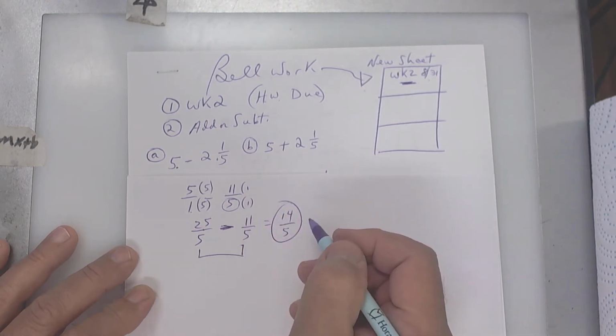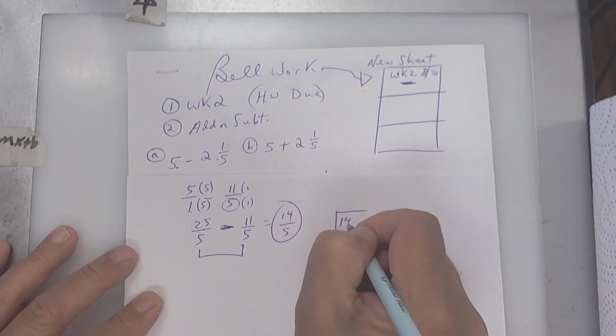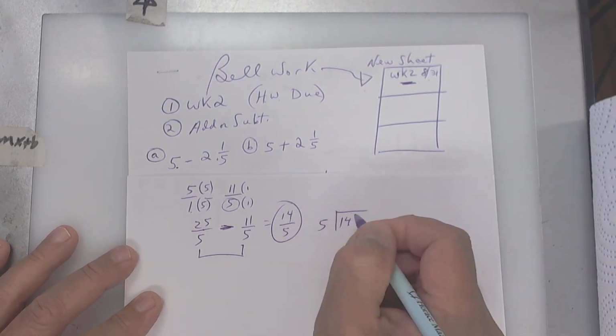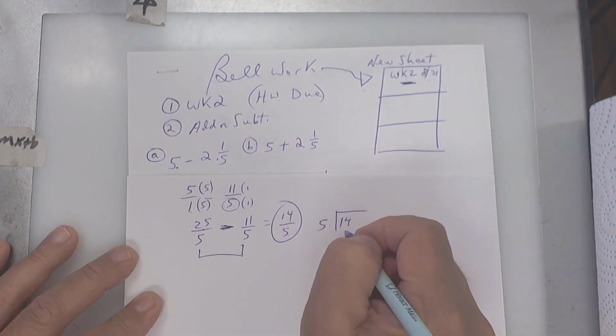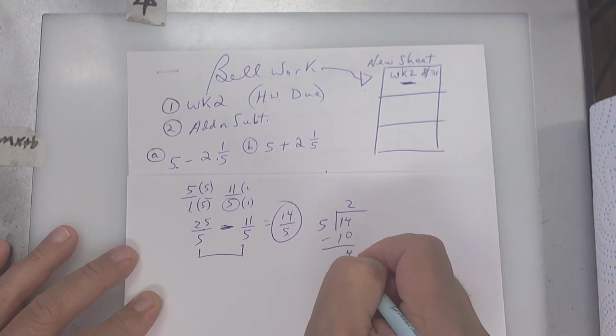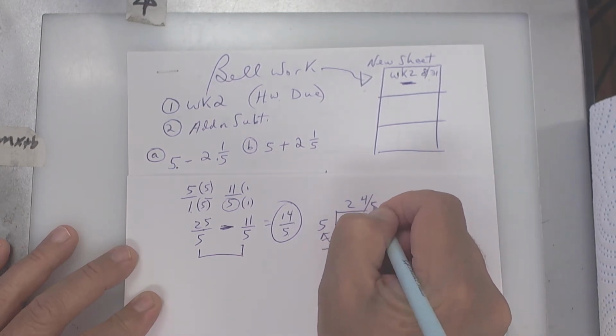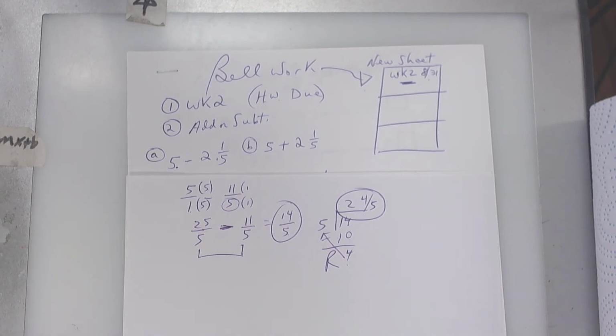You could leave it as an improper fraction, but I want you to know how to do this. The top number goes inside, the outside number, or the bottom number goes outside. So it's almost 3, but it's 2, and it's 10, and the remainder is 4. So it's 4 over 5. And that's how you write it as a mixed number. Make sure you know that.